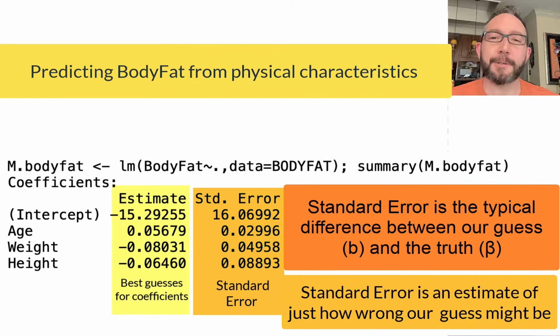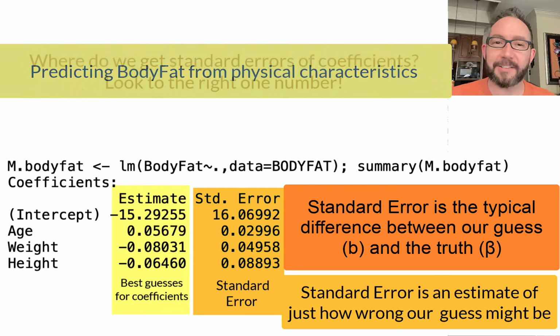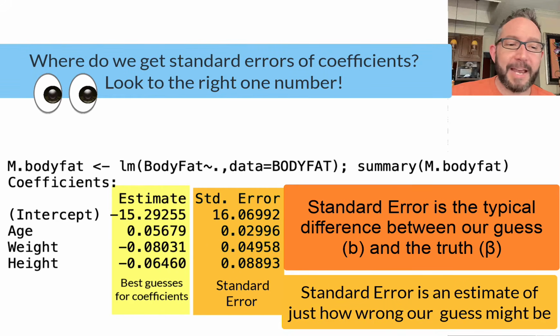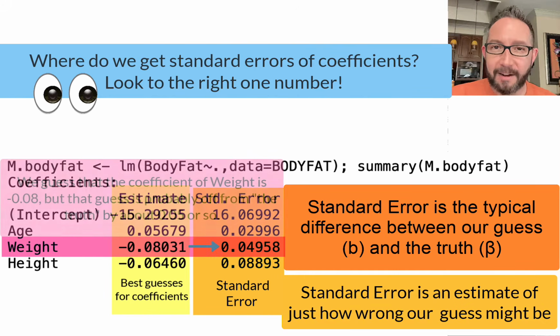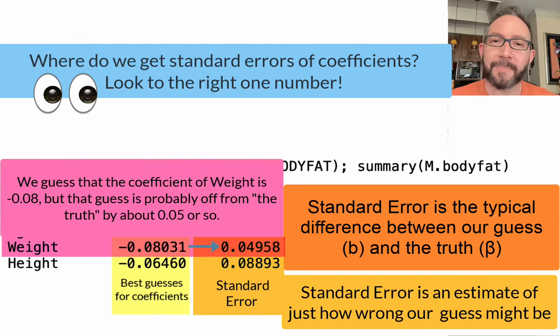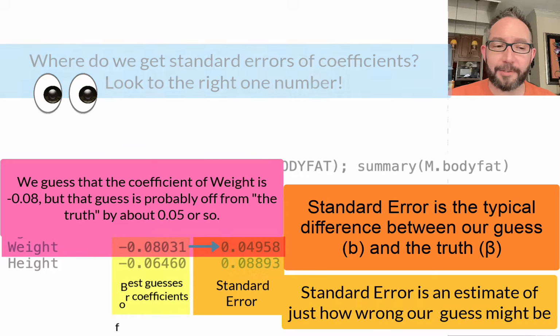It's the typical difference between our guess and what the true value of the coefficient is if we had a census. So for example, we estimated the coefficient of weight to be minus 0.08. Surely that's wrong, but it's not going to be that wrong. It's only going to be off by a little bit. How far off do we think it is? Well, if we just move our eyes to the right, we get the standard error of our estimated coefficient. So we think our guess of minus 0.08 is off by maybe 0.05 or so.